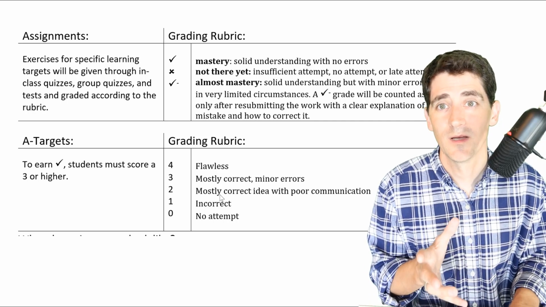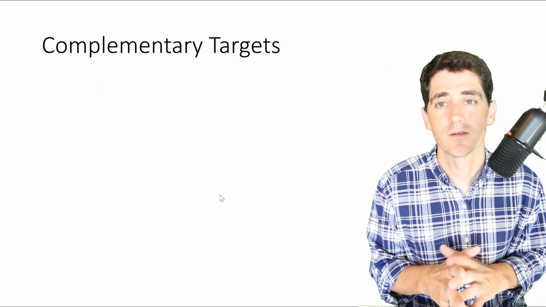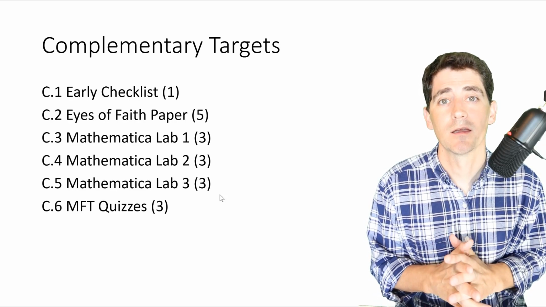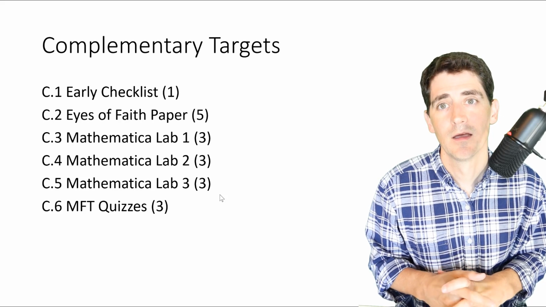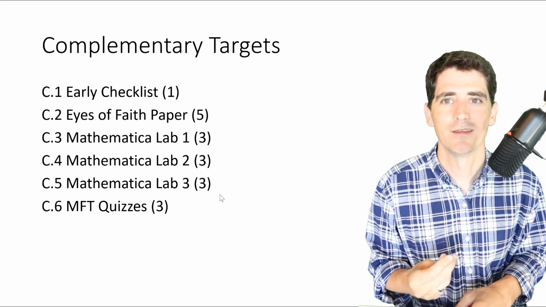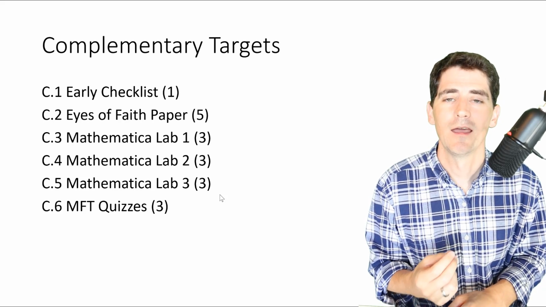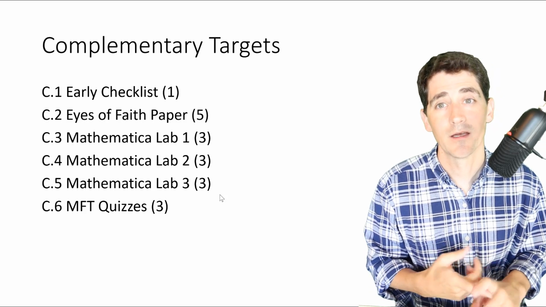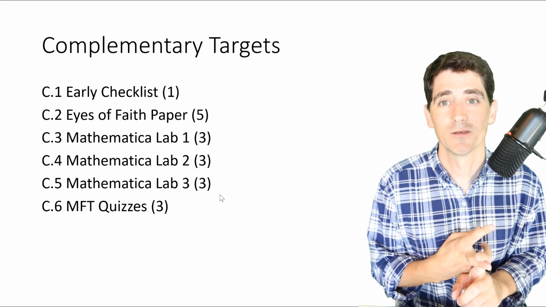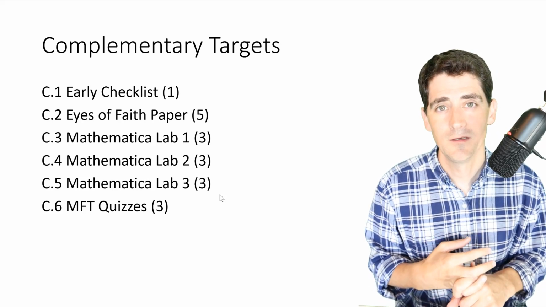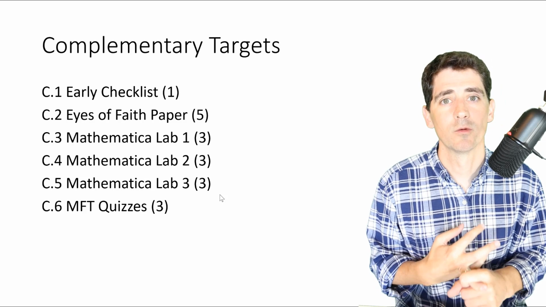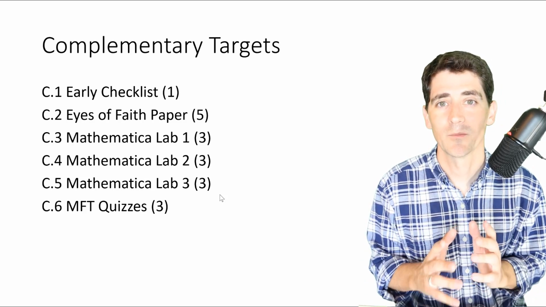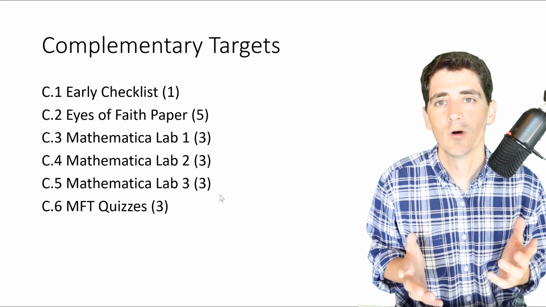Okay, now I'd like to cycle back a little bit to these complementary targets and what that means. So these are the complementary targets I use in Calculus 1. I have 6 of them. I give an early checklist. Now this is only worth 1 point, and it's something super simple. It's just a checklist that I hand out that says something like, get the textbook, read the syllabus. We use Microsoft Teams to communicate, so make sure you join the team. And a few other short things like that. If they can just check that off and bring it back to me, I give them 1 point.